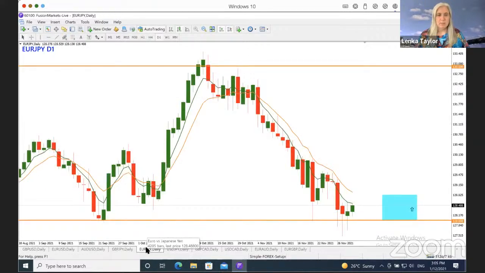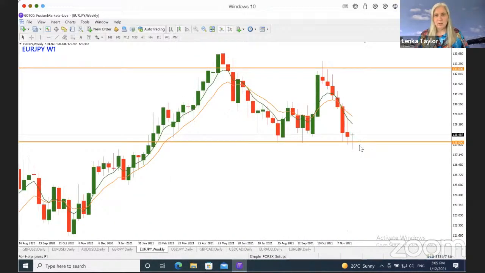Next currency pair I'll be looking at is EUROJPY. And EUROJPY, I'm looking for long. So we have this price action just going between those two resistance and support lines. At the moment it is at the bottom here near the support. So I'm looking for an opportunity to go up. So looking for a long.